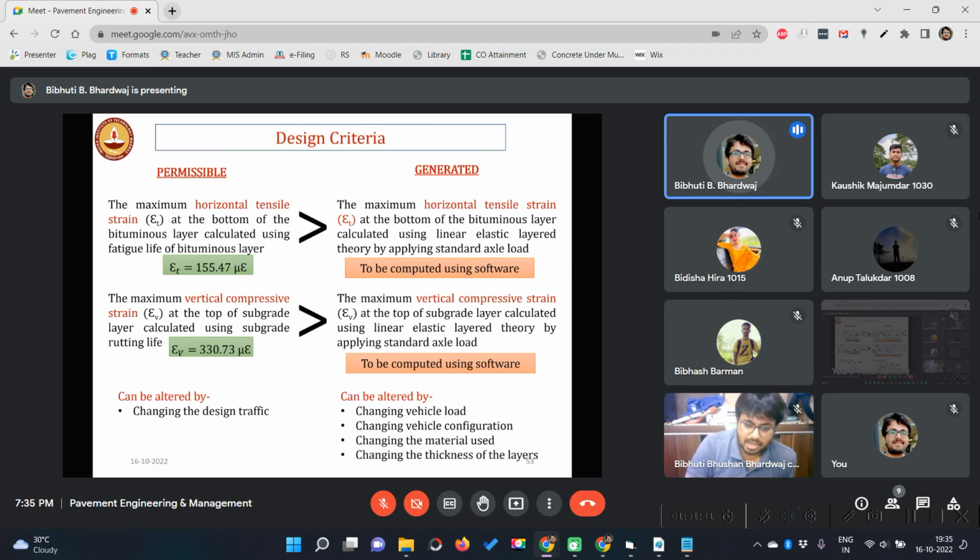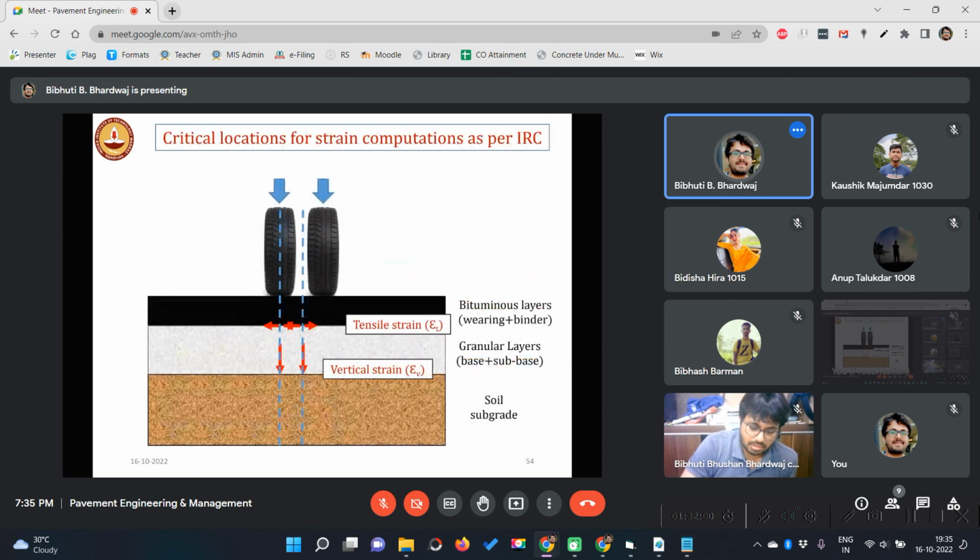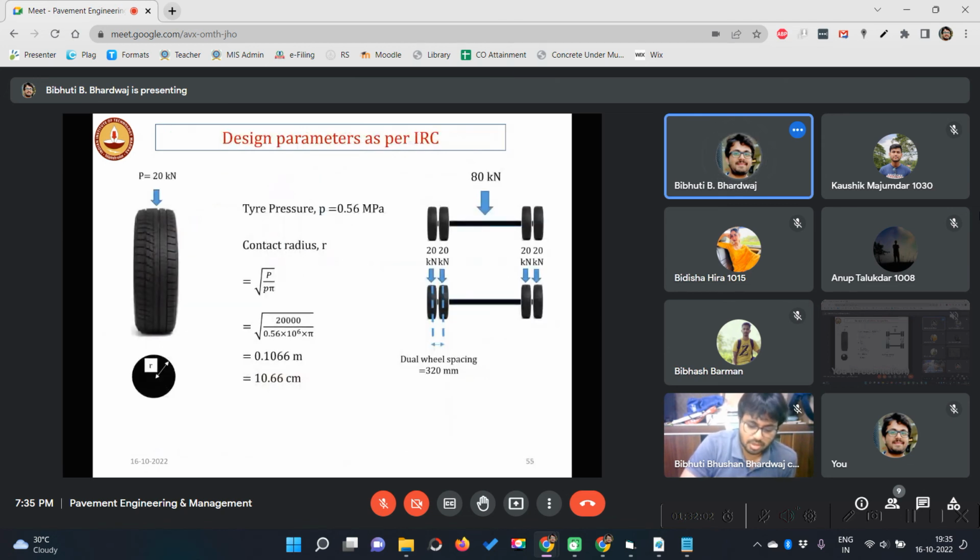Some Java applications need to be installed, and exactly which one worked, I don't remember. So that's why I didn't want to give it to you. But the same analysis software only, it will give you strain based on the load. Okay, strain at different locations. So we understood the contact radius, what is tire pressure, what is contact pressure, same thing.